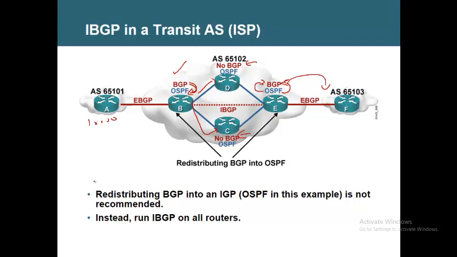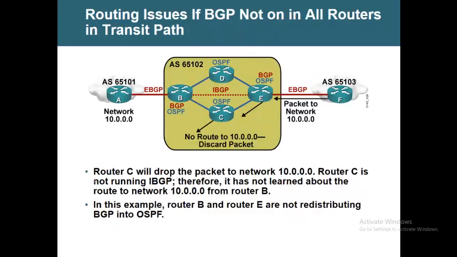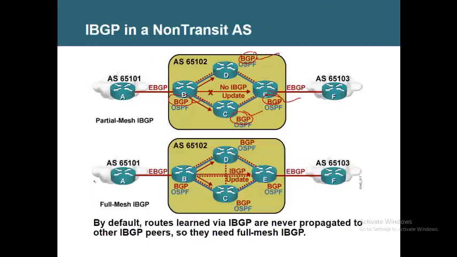Now we are going to understand the same scenario from a different perspective on the next page. See, so far we have seen redistribution as one solution, not recommended. Tunnel as one solution, not in the scope of this class. Now, in the scope of today's class, this is what we have. What is that? Run BGP on every router.